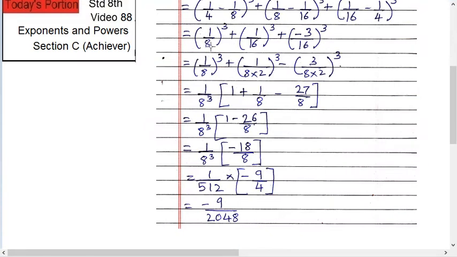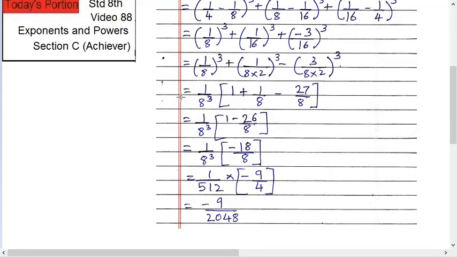So 1 upon 8, the whole cube, plus 1 upon 16, the whole cube, and this minus cube means this minus will come out. Always remember, minus raised to an even number is plus, minus raised to an odd number is minus. So this minus will come out, and 3 upon 16, 16 means 8 into 2. Similarly, here 16 means 8 into 2. Why are we doing 8 into 2? Because we have 1 upon 8 over here, it can be taken as common.